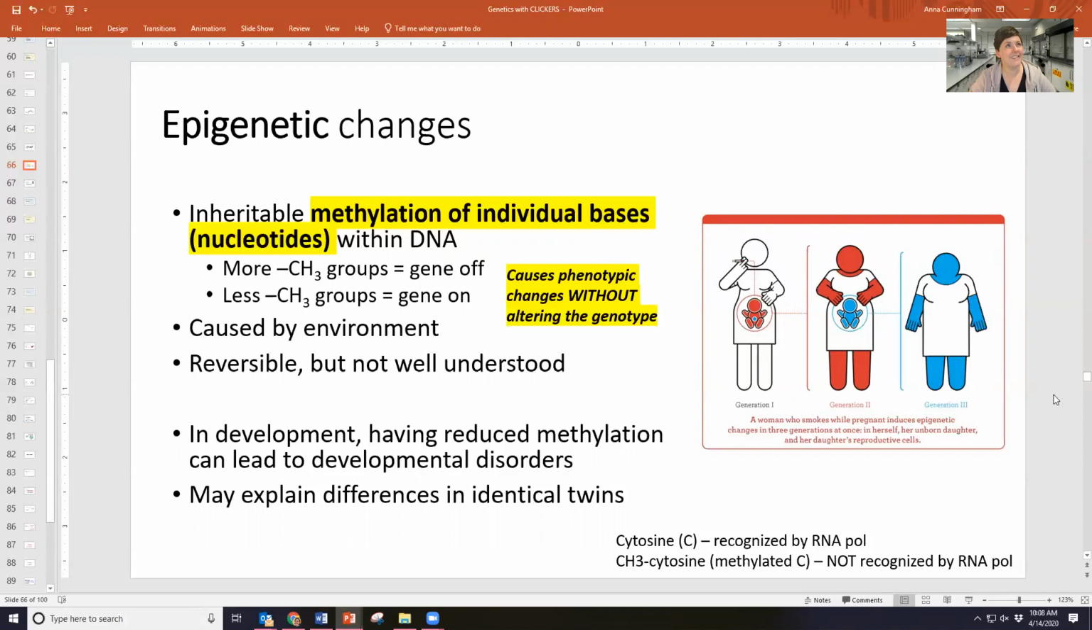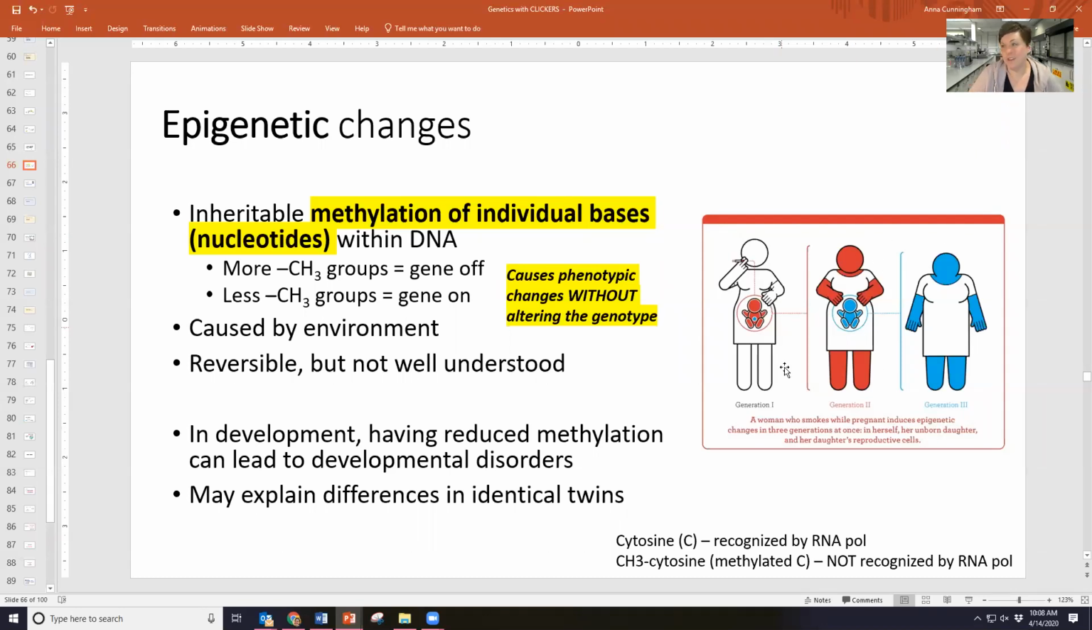Why it does this is sort of unclear. We do know that just like genetic mutations, the environment can also influence epigenetic change. But what we do know is that this is one reason why, like you can see in this picture, so this would be like your grandma carrying your mother, and then your mother carrying you, and then you.